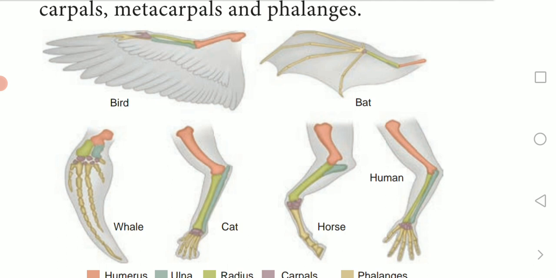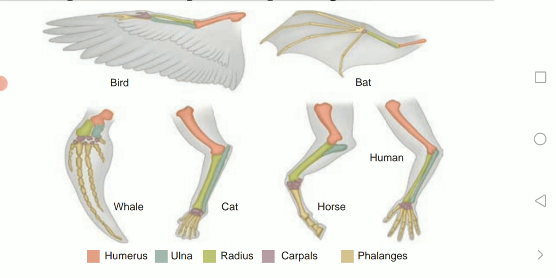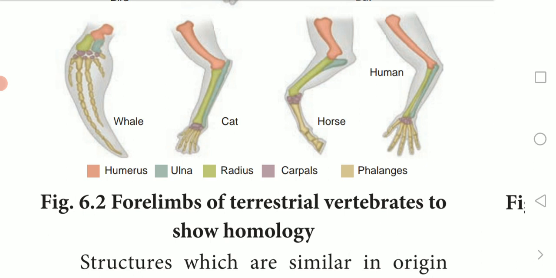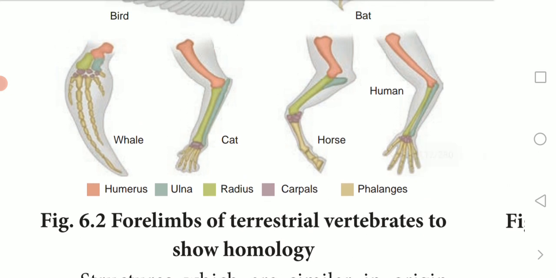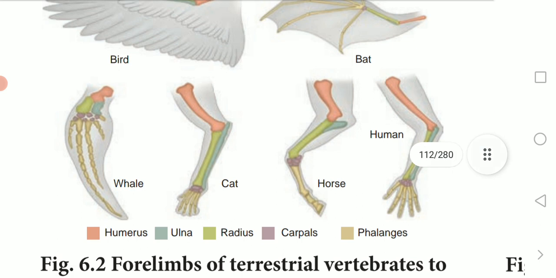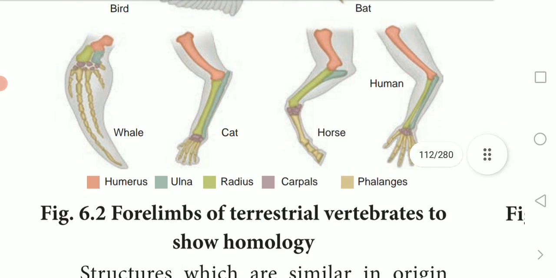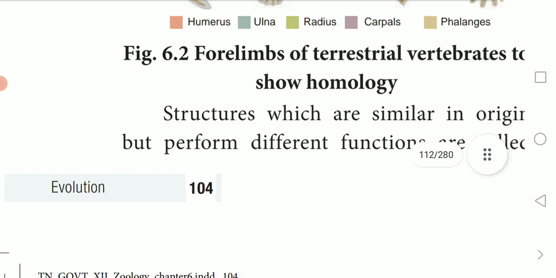Anatomy means the body parts are structurally similar to each other and made up of similar bones such as humerus, radius, ulna, carpals, metacarpals, phalanges. So all these bones are present in the forelimbs of terrestrial vertebrates. But here, the structures are similar in origin, yet they perform different functions. The structure seems similar when we compare the bones, but their function is different. So that is what we call a homologous structure.